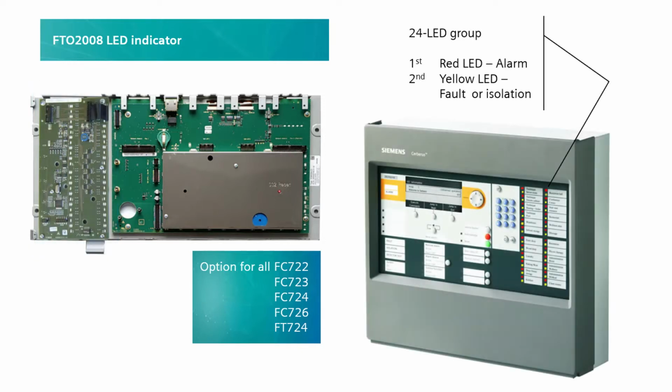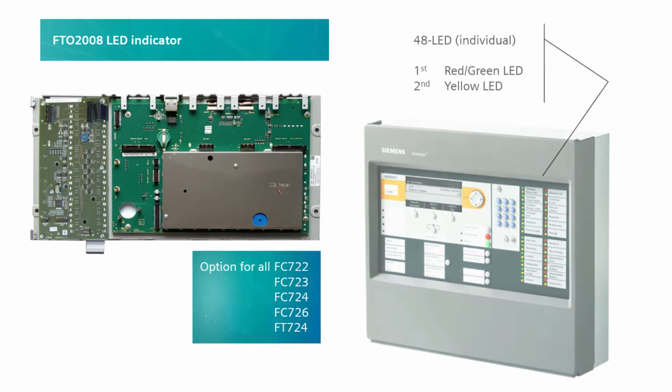If configured as a zone indicator, each zone is assigned to two LEDs, red for the alarm and yellow for faults and isolation. If configured as an LED indicator, the individual LEDs are freely configurable. You can configure the first LED as either a red or a green indication for various causes as controls. Up to 5 FTO2008 modules can be used in a station.